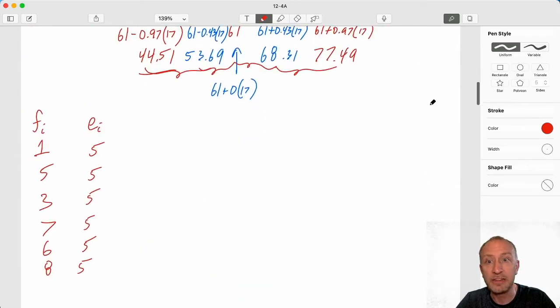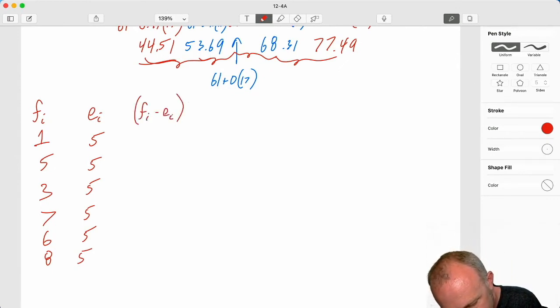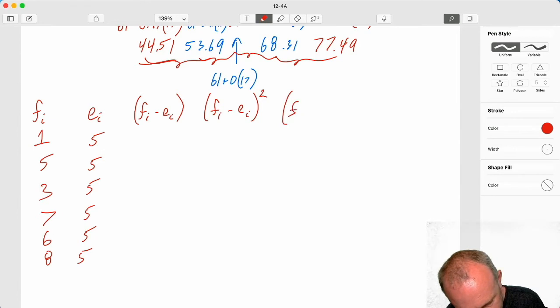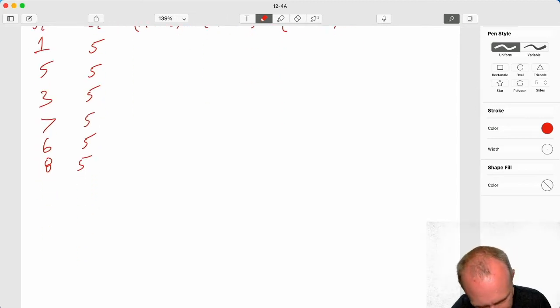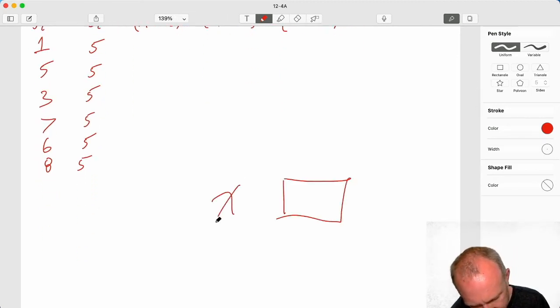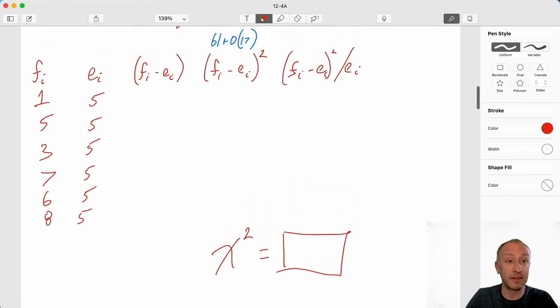So let's go through all of these same calculations. The next one here, we'll just look at those differences. Then, of course, we square those differences. Then we divide by the expected value, which in every case is going to be 5. Then we add them up to get our test statistic.